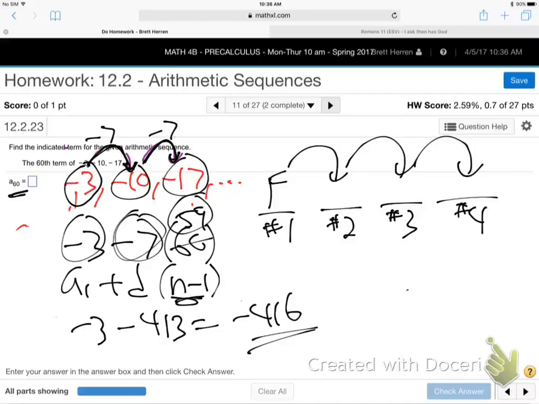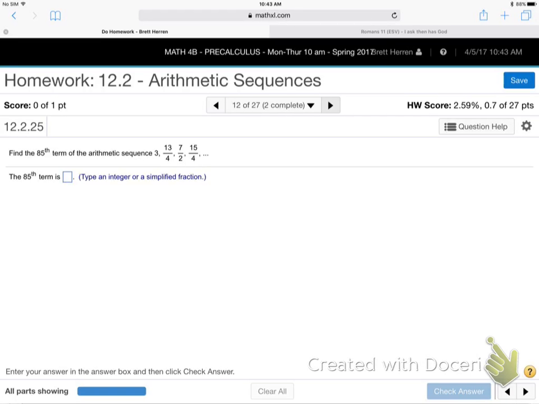All right, try that one. 85th term. So you're starting at 3. You've got to figure out the jump amount, though. You might want to change those to decimals. That might make it easier. You can't always do that, though, but you can do it on this one. It's a simplified fraction. Yeah, we can always change it back over now.